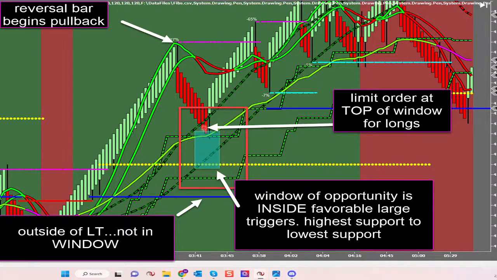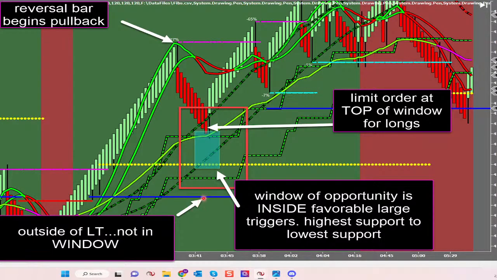Because of the momentum and the clear path on the large chart, I'm going to put my limit order 1 or 2 ticks above that highest point of support inside of favorable large triggers. I'm not going to risk missing a trade trying to save a couple bucks. Your limit order is going to go right here. And if the small crowd has it in them, they're going to put you into that trade, guys.